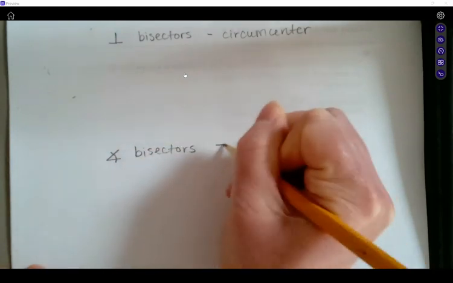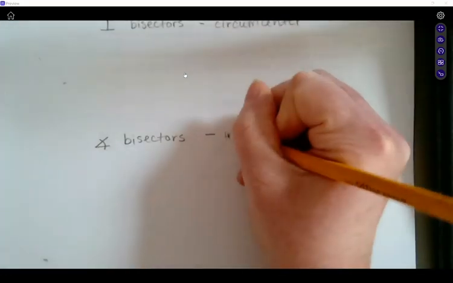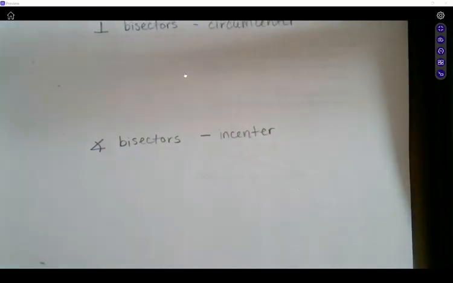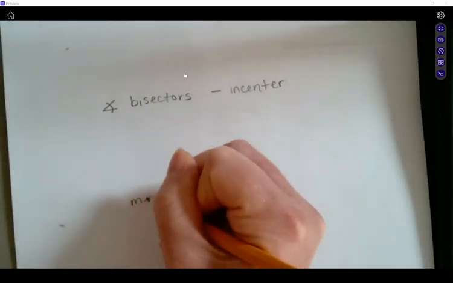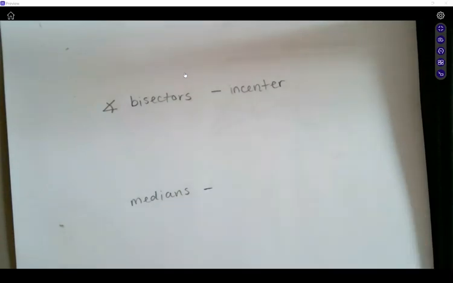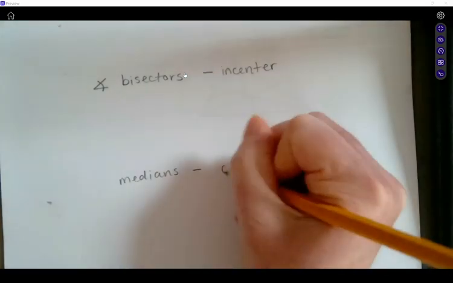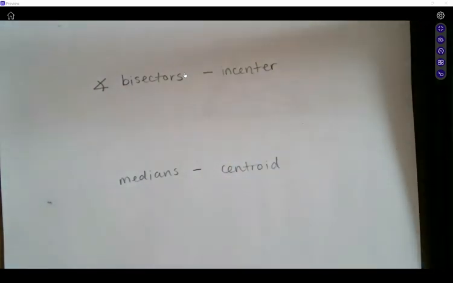Because it's also true that for every triangle, its 3 angle bisectors meet at a point of concurrency called the incenter. Okay, and then we're going to slide down again about an equivalent amount of space, and we're going to write the word medians. Because it's also true that every single triangle has 3 medians, and they meet at a point of concurrency called the centroid.